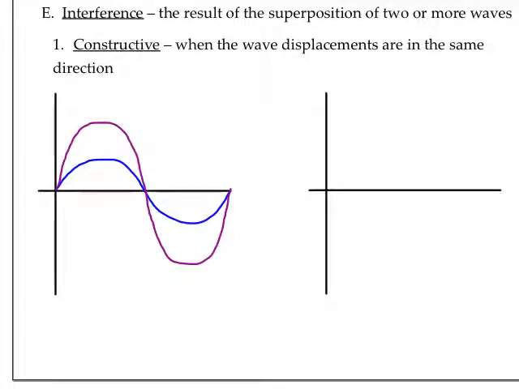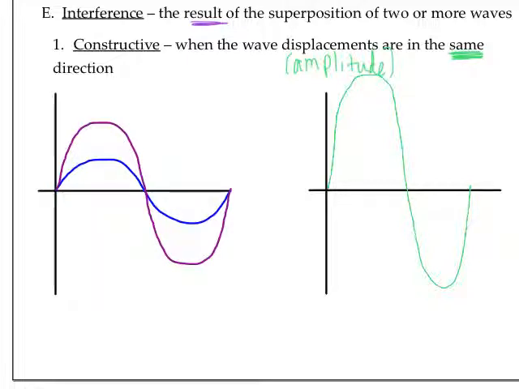Next, we have interference, which is the result of the superposition of two or more waves. There are two types of interference. The first one is constructive, and that means the wave displacements or amplitudes are in the same direction. So remember, the displacement is referring to the amplitude. So if I were to superimpose my blue wave with my purple wave, both amplitudes are in the positive direction for the first part, and the amplitudes are both in the negative direction for the second part. So if I were to draw those, I would combine them and get a wave with a really tall amplitude for both halves.